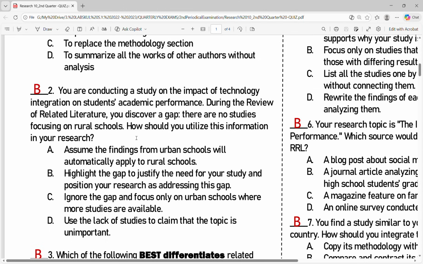The main reason why we're conducting a thesis or a research is to address a discovered gap. Since there are no studies focusing on rural schools, what should we do then? We have to highlight the gap to justify the need for your study and position your research as addressing this gap. This is the best answer to number two.